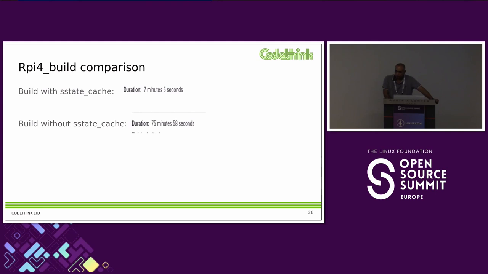This is why I had to make the persistent folder for the sstate dir. So if I use the cache, then it is building in 7 minutes. If I don't use the cache and build everything, that is 75 minutes, and that too in a big runner which has almost 72 CPUs.